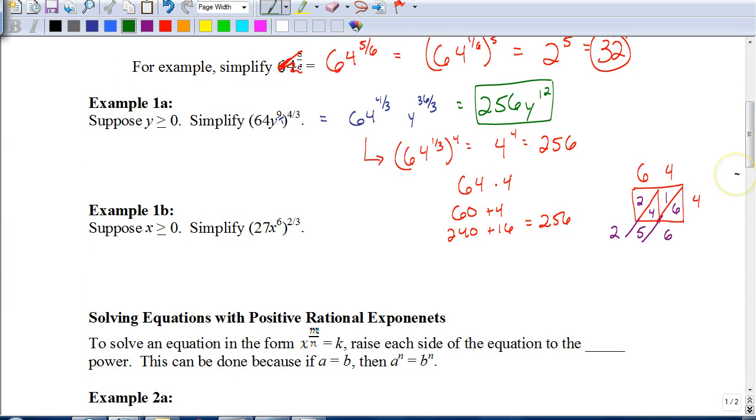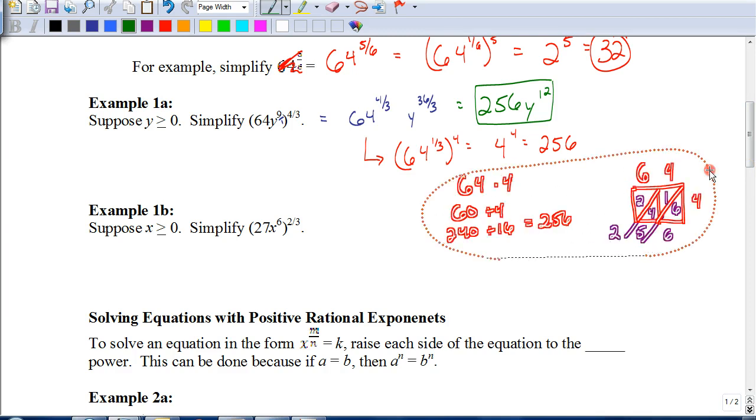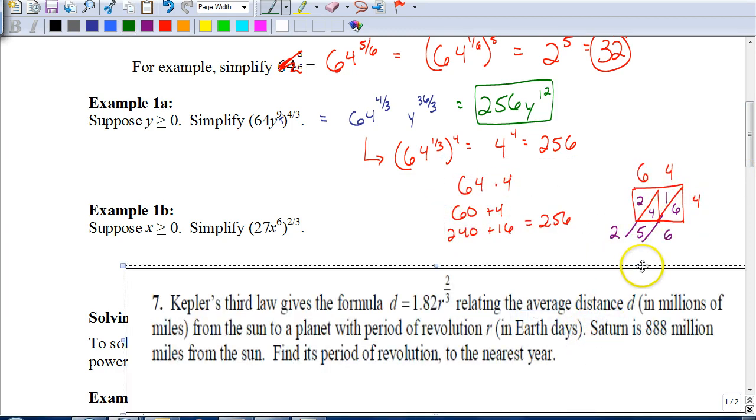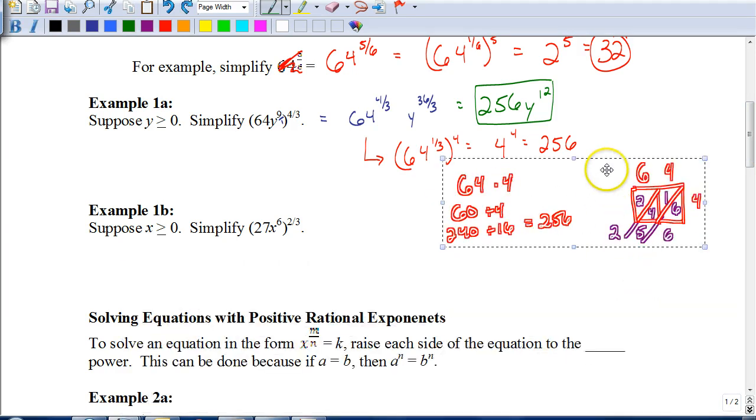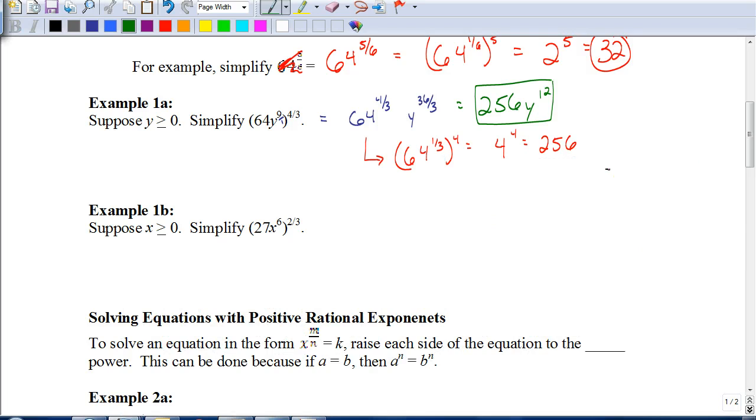Let's try this next one. Okay, so with the next one, we have 27x to the 6 being raised to the 2/3 power. So I'm going to distribute that 2/3. So it's going to be 27 to the 2/3 power times x to the 6, and that 6 is the same as 6 over 1. So when I multiply those together, that's the same as 12/3.